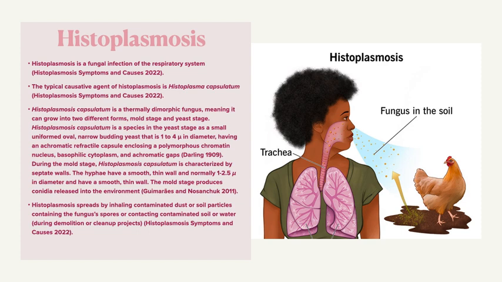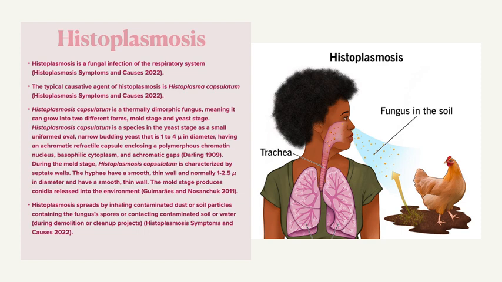Histoplasma capsulatum is a thermally dimorphic fungus, meaning it can grow into two different forms, a mold stage and a yeast stage. In the yeast stage it is a small, uniform, oval, narrow-budding yeast that is 1 to 4 µm in diameter, having an achromatic refractile capsule, enclosing a polymorphous chromatin nucleus, basophilic cytoplasm, and achromatic gaps. Darling, 1909.